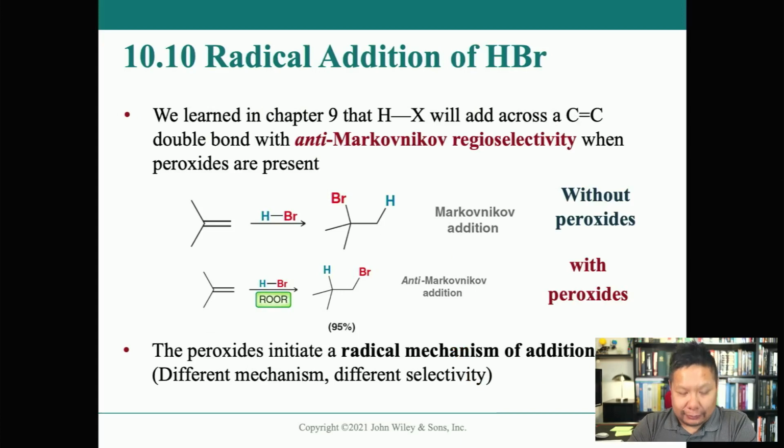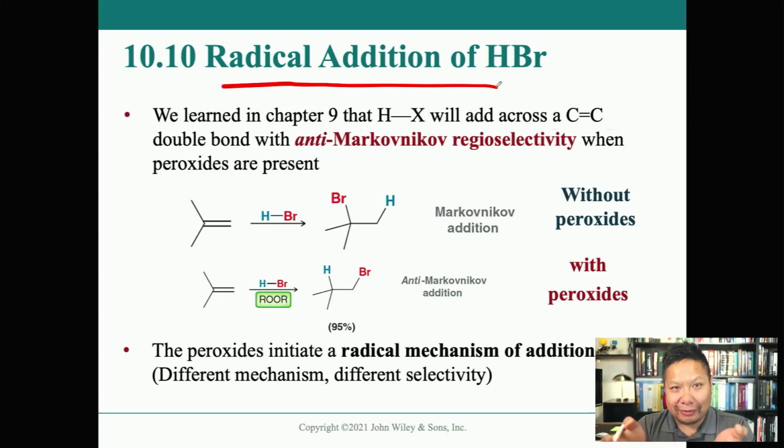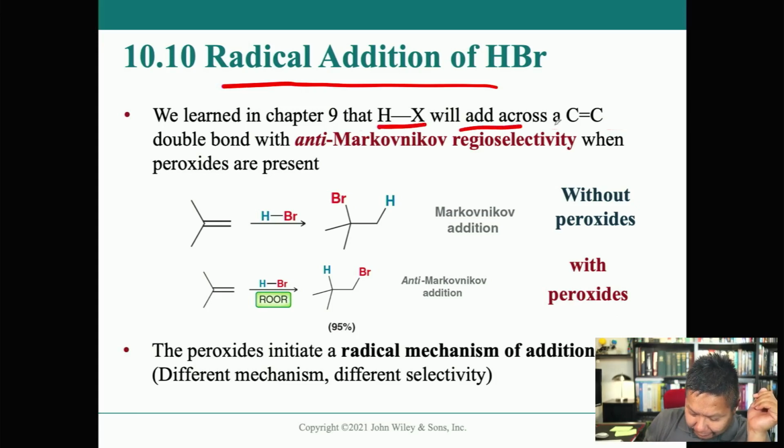So, if you recall, wow, we're already at radical addition of HBr, right? We remember additions of HBr back in the alkynes and the alkenes, right? So we learned about that in chapter 9, where HX, or HBr, will add across double bonds with anti-Markovnikov regioselectivity when peroxides are present, right? And this is just a review.